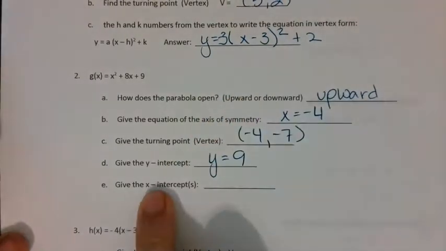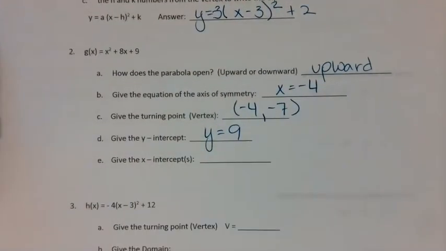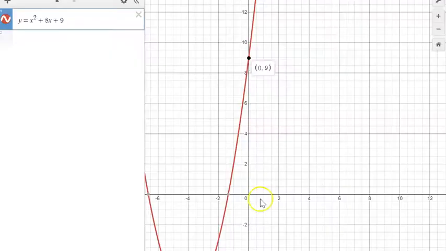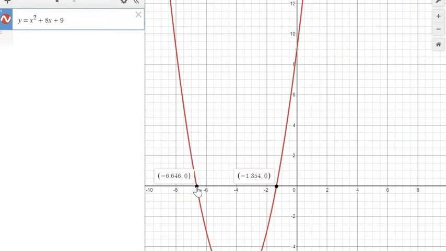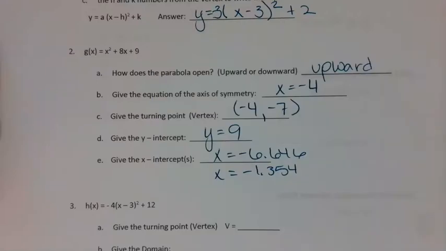My x-intercepts are where it crosses the x-axis. So here and here. So I'm going to have x equals -6.646 and x equals -1.354 as my two x-intercepts.